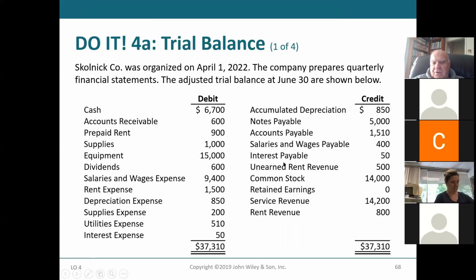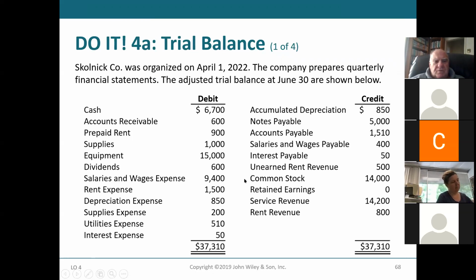Aha. I see unearned revenue of 500. That's a liability, so that's not it. Our service revenue is $14,000. There's our revenue. 14,200, plus rent revenue. So we're going to start our income statement with service revenue 14,200, rent revenue 800. And I hope you're writing this down as we do it. So we have income statement, Skolnick Corporation, for the period April 1st to June 30th, 2022. We start with service revenue, rent revenue.